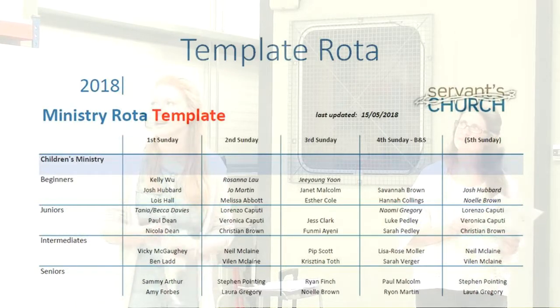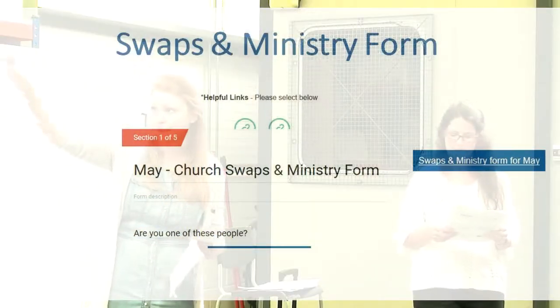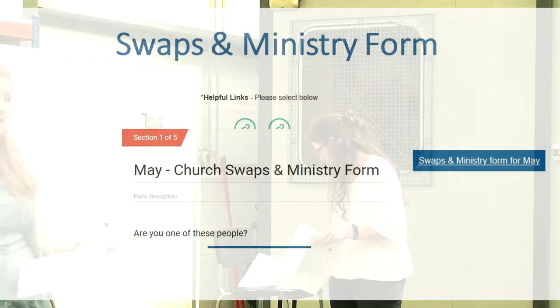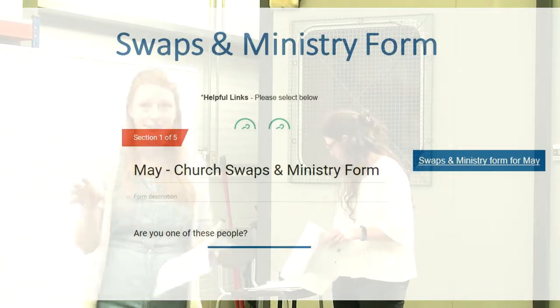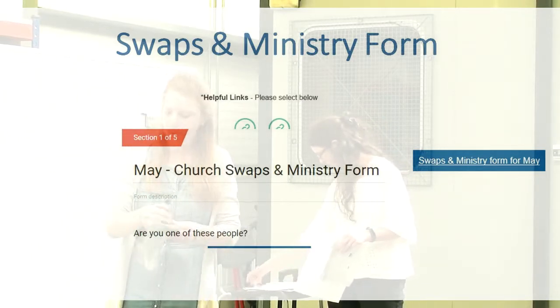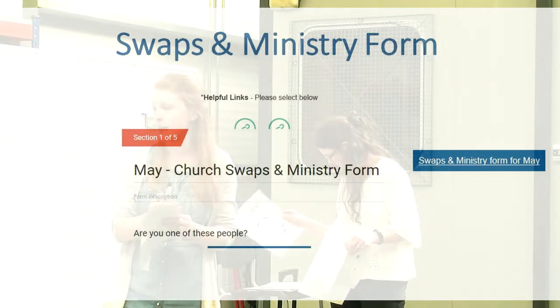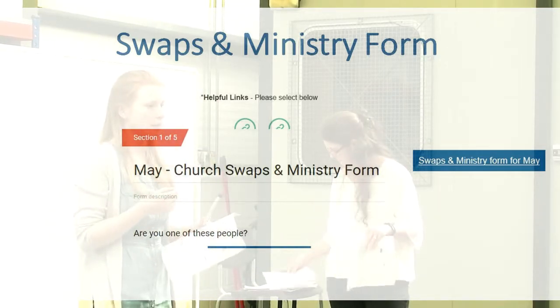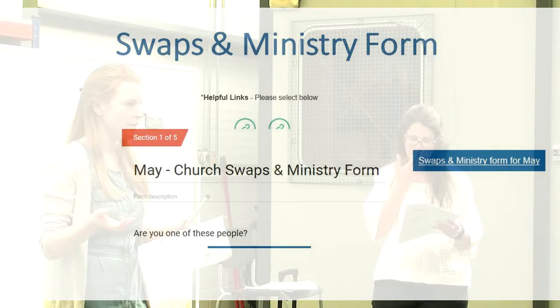Then I'm just going to point you to the swaps and ministry form, which is also on the weekly email below where the rota icon is. You can also find the monthly template rota, which I've only just updated, I'm sorry, I didn't realise it was there. But it is now up to date. So you just want to click on that swaps and ministry form, for June. And then I'm going to show you the questions it comes up with, because I don't think many of you have probably used it.